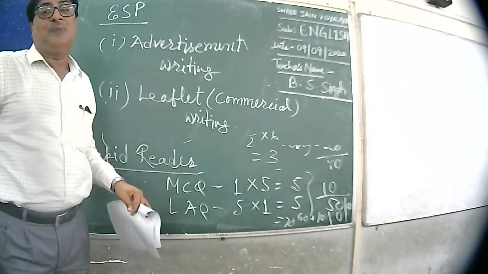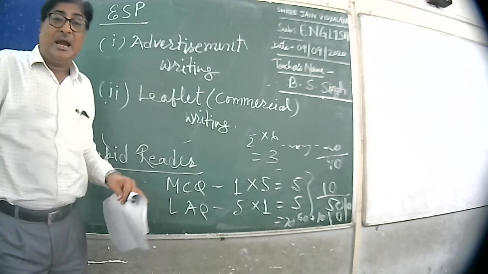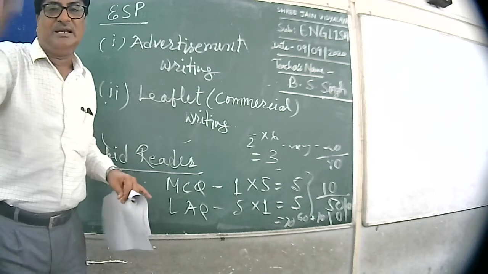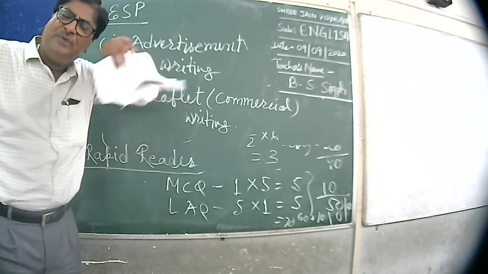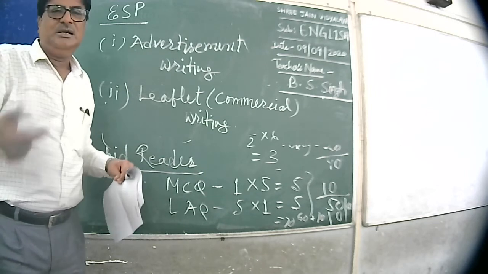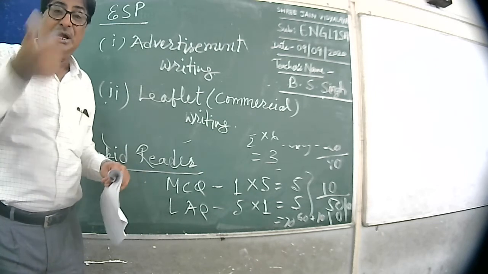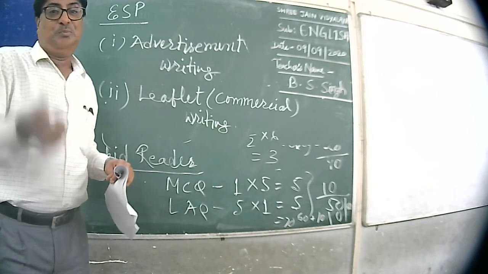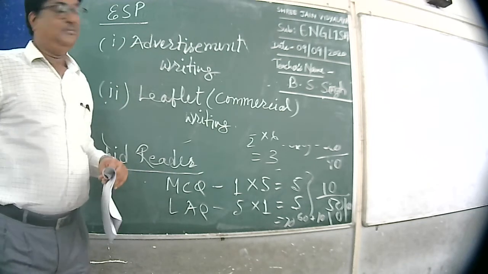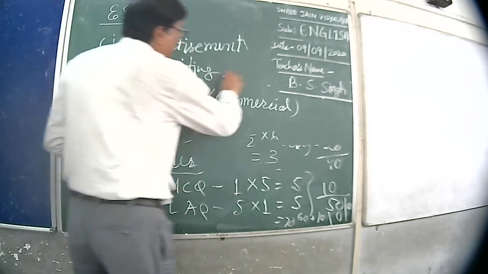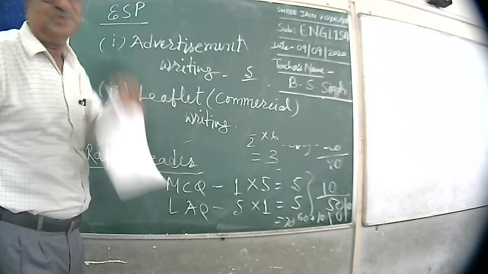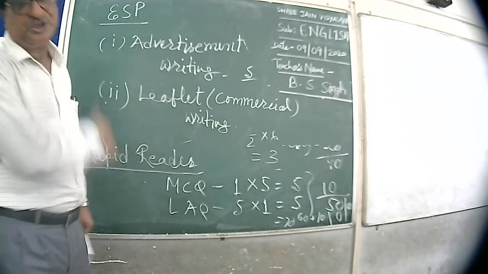Advertisement writing. You have to write an advertisement for the classified columns of an English newspaper. Every day, if you go through an English newspaper, you will find the classified columns, and you have to practice the same in class. Advertisement writing is for 5 marks. You have to write the advertisement within 50 words.